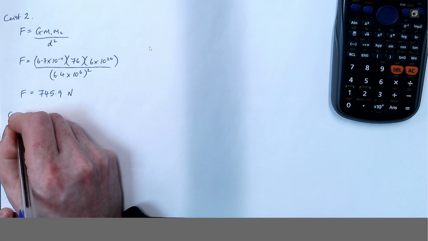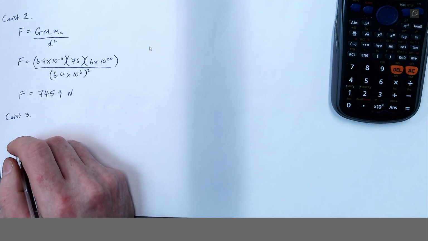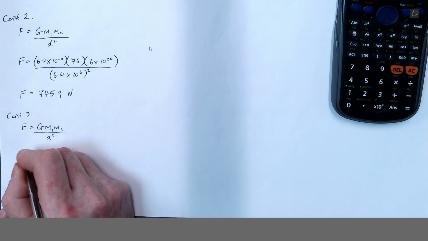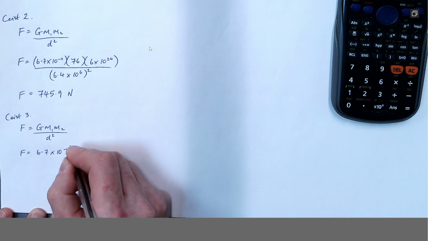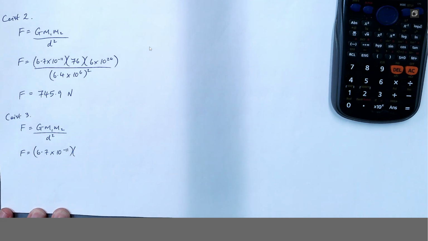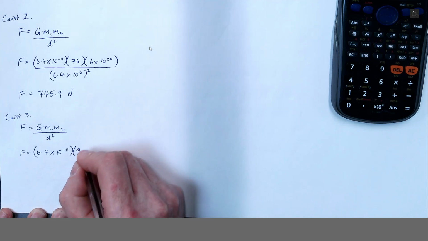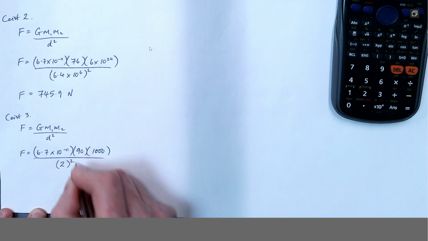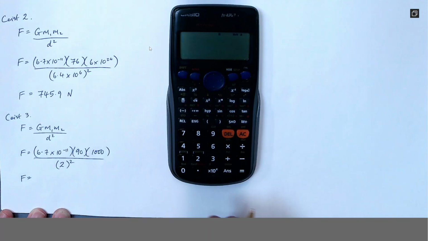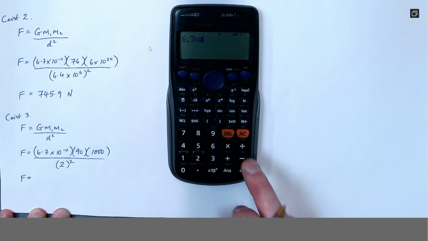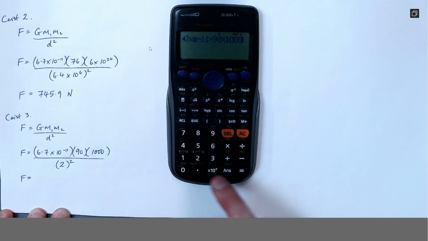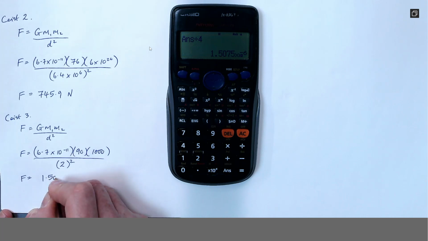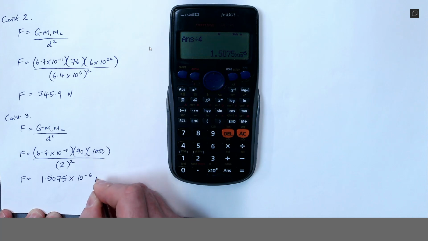Find the gravitational force. So F equals G M1 M2 over d squared. So the force equals 6.7 by 10 to the power of minus 11 times the masses, a mass of 90 kilograms and a mass of 1,000 kilograms, over a distance of 2 metres, so 2 squared. Then into the calculator, and the force comes out in newtons.